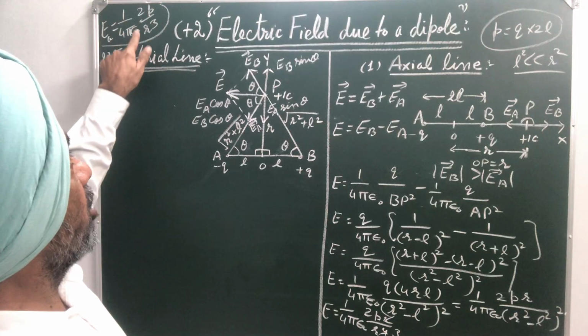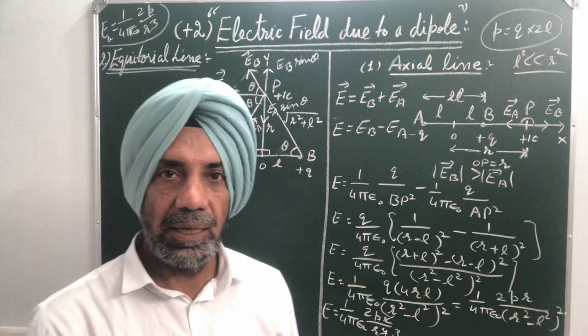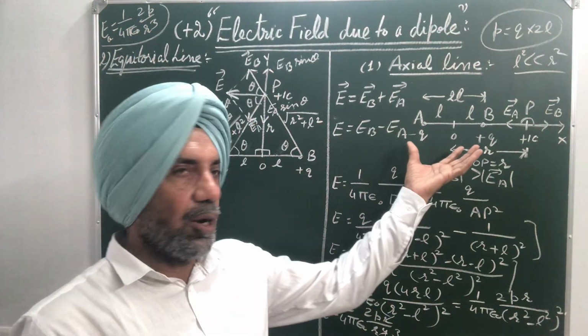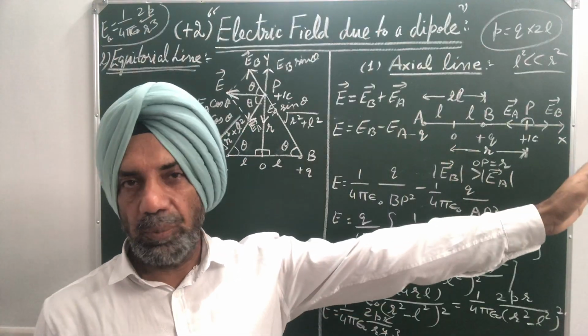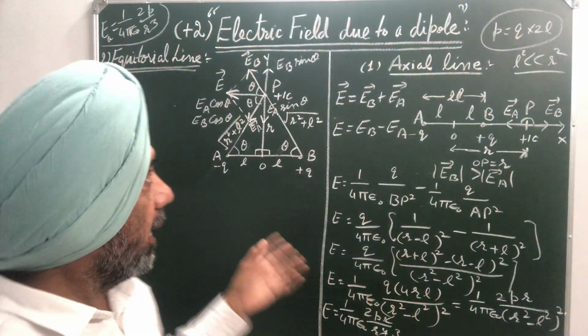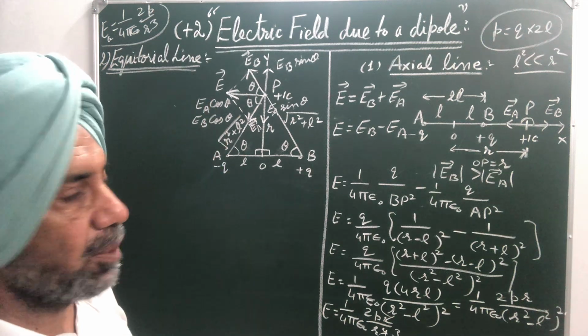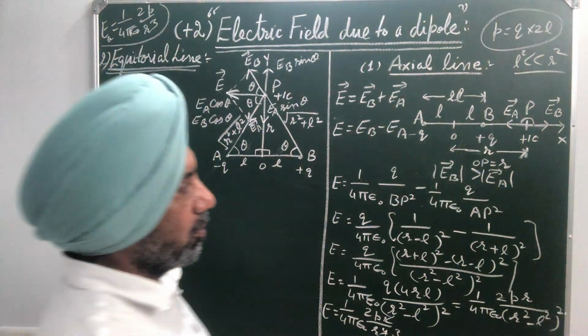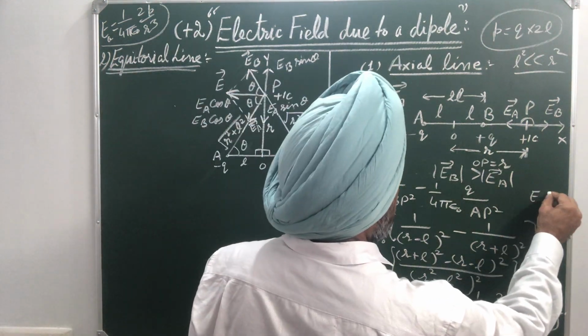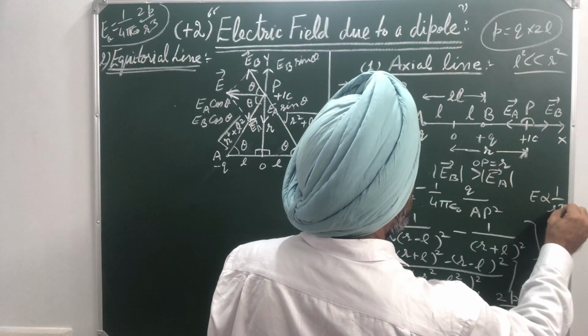1 upon 4 pi epsilon naught 2p upon R cube, simply. When the length of the dipole is very small as compared to the distance of the point, that is, for a short dipole, the electric field you can see is inversely proportional to R cube. So we proved electric field is inversely proportional to R cube.